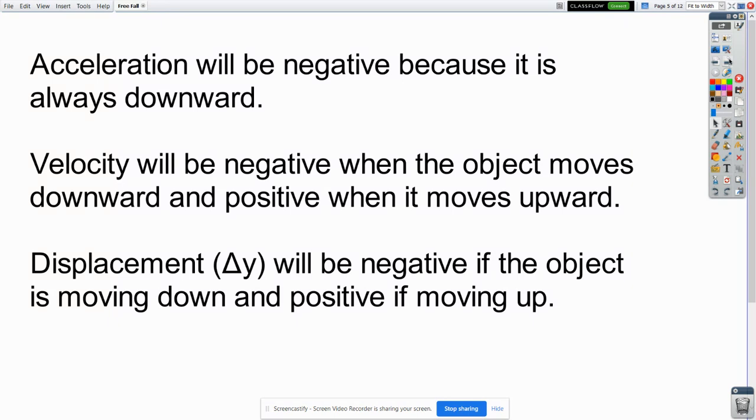Displacement, delta y, will be negative if the object is moving downward, if it's being dropped. It'll be positive if it's being thrown upward into the air. So again, your displacement, your delta y, is positive going up, negative going down. And again, this is really important because we need these signs to play together nicely in the calculations.